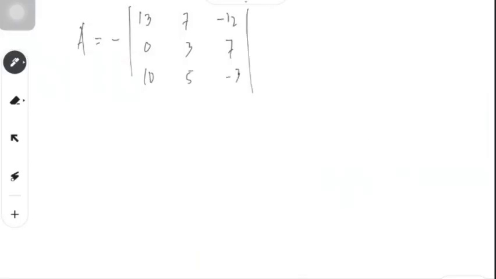O, di ba pwede ng calculator dyan? Sige nga, gamitan nyo na ng calculator o pwedeng manual. 13 times 3 times negative 3 plus 0 times 5 times 12 plus 10 times 7 times 7 minus negative 12 times 3 times 10 minus 7 times 5 times 30 minus 3 times 0 times 7. Or using calculator directly, what is the result?